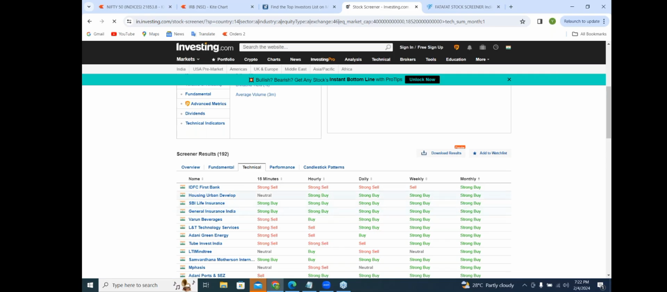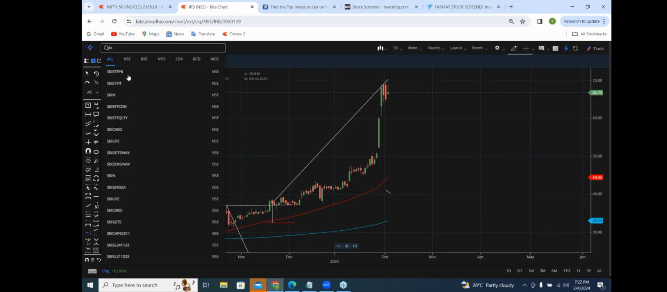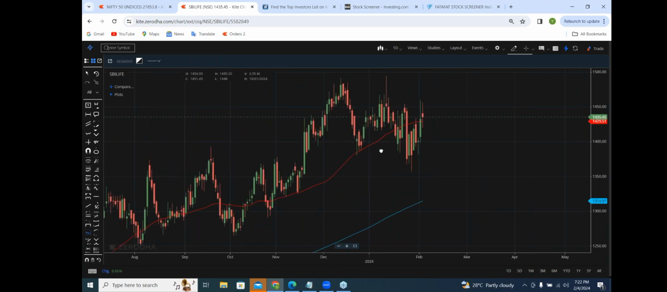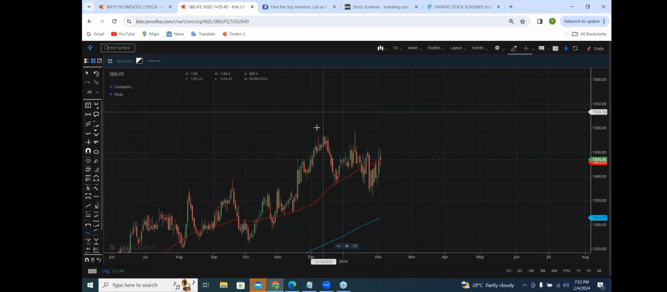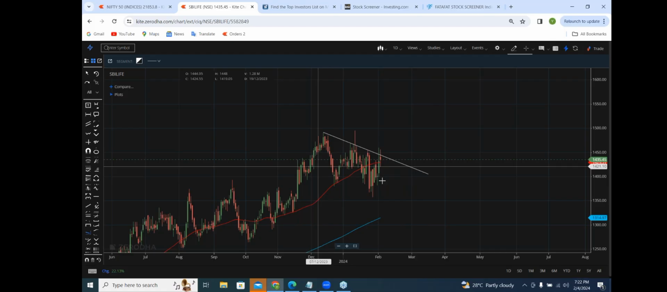SBI Life Insurance. So SBI Life Insurance is monthly bullish, weekly bullish, daily bullish, hourly bullish, and in 15 minutes. So if I take SBI Life, so don't you think it's in golden cross? Yes. Now there is an opportunity that you can draw a bearish trend line.